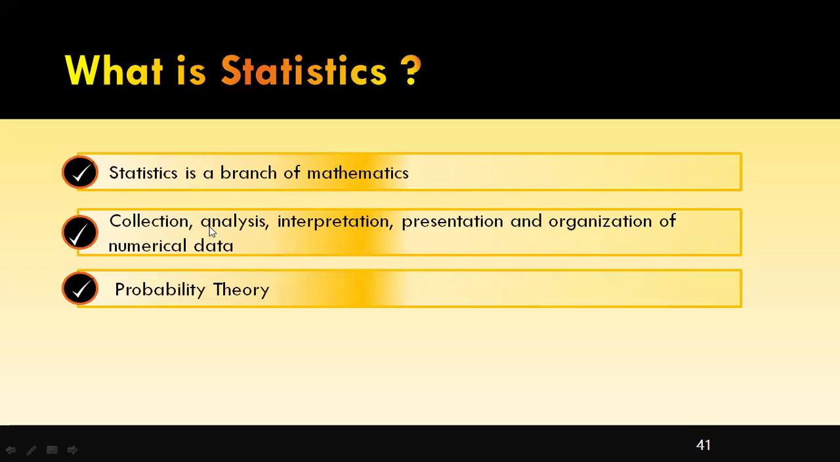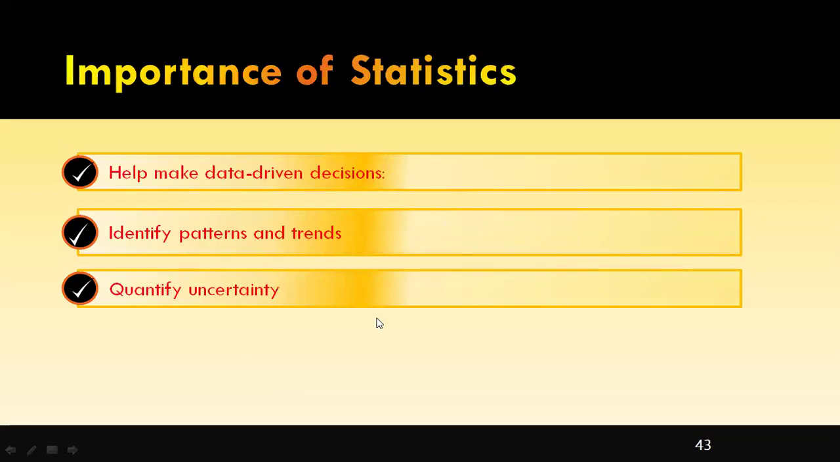So statistics is a branch of mathematics. As part of statistics, we collect the data, analyze, interpret and present the data in the form of numerical data. And probability theory also, using which we can make predictions. So what is the importance of statistics? It will help us make data-driven decisions.